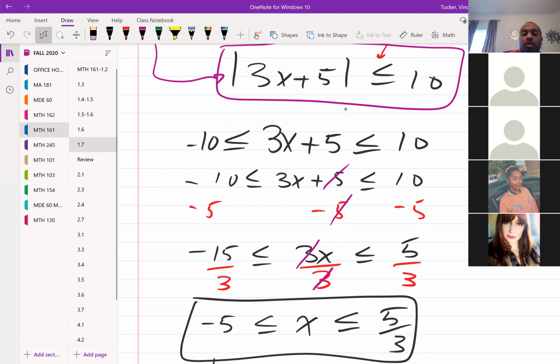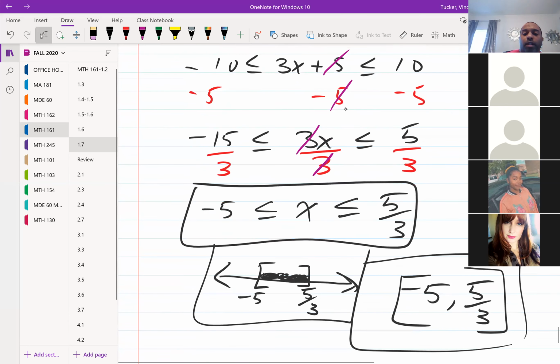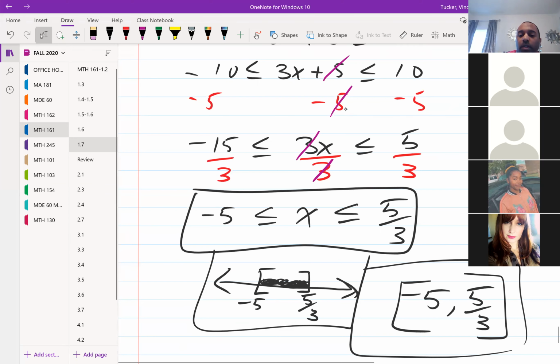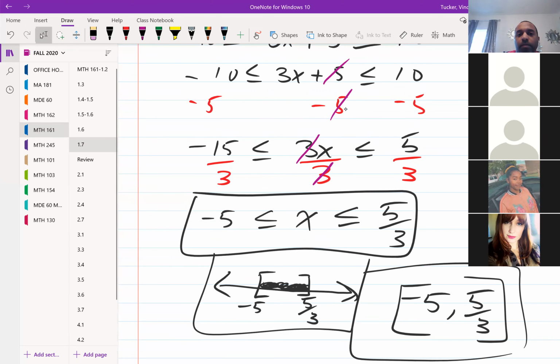All right. Then we have our 2 pieces that reflect that solution set. Graphing, you shade in between, brackets over each number, and then your interval notation, negative 5 to 5/3, brackets over each. All right, so before I scroll up, any questions on that?